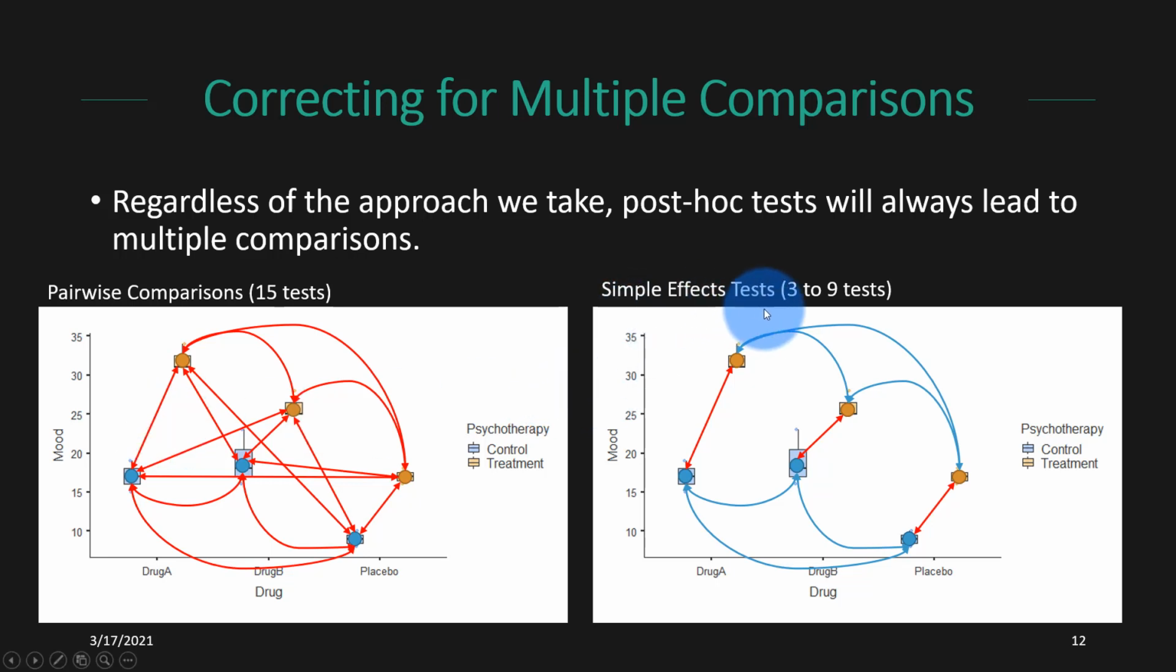If we went the simple effects route, at a minimum, we'd be running 3 tests, like if we were only interested in the simple effect of psychotherapy. And at most, we'd be running 9 tests if we did both the simple effect of psychotherapy as the red lines and the simple effect of drug as the blue lines. So in either case, we're running multiple comparisons. We might just be running a lot in the fully pairwise example, or we might be running a small to large amount in the simple effects example.